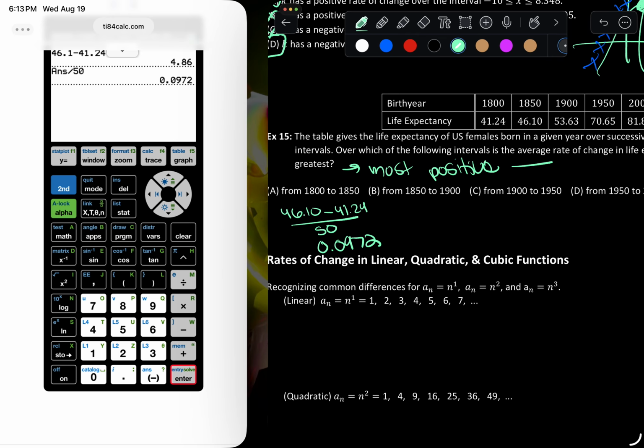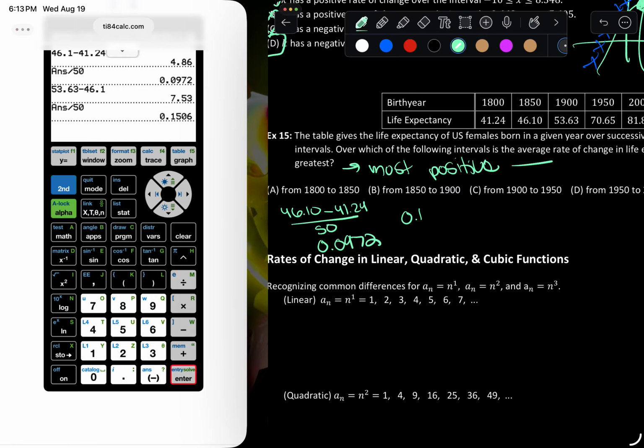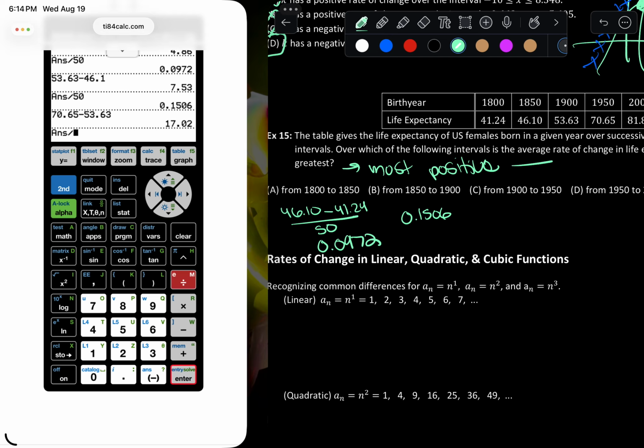I get 0.0972. If I do the same thing for part B, at 1900, the life expectancy was 53.63 minus the life expectancy in 1850, which is 46.1, and then divide that by 50, so we get 0.1506. Same thing for part C, 1900 to 1950, so we have 70.65 minus 53.63 divided by 50, and we get 0.3403.